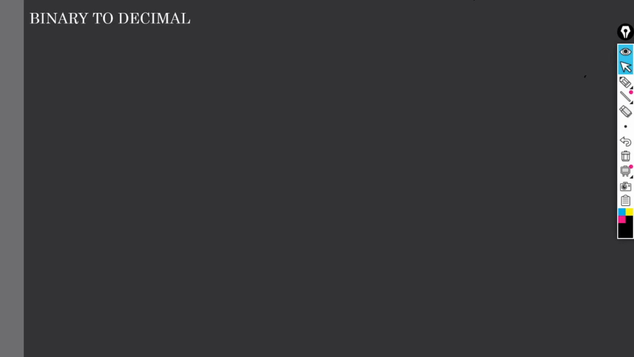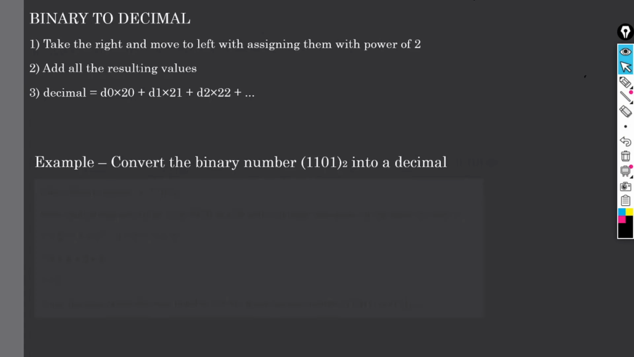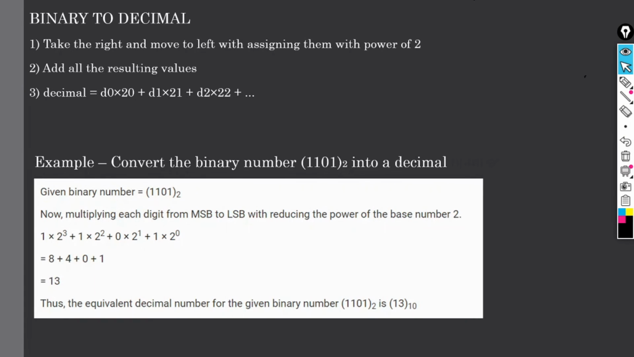Okay, so next in the queue is binary to decimal number system. Here are the steps that can help you convert it, and I'm going to explain it anyway, so no problem. There is an example of how we convert a binary number into a decimal number. The question is 1101 with base 2. We have to convert it into the decimal number system, that is base 10. The answer would be 13.